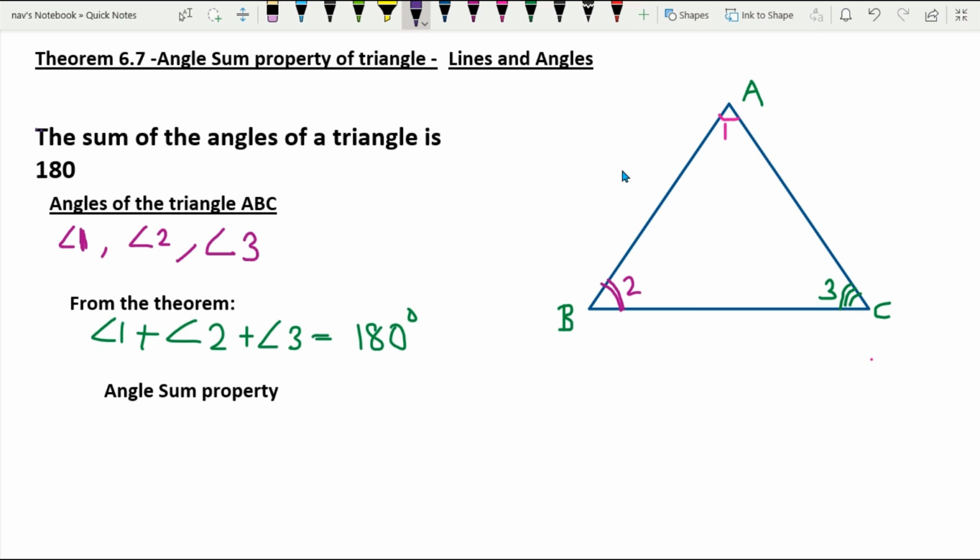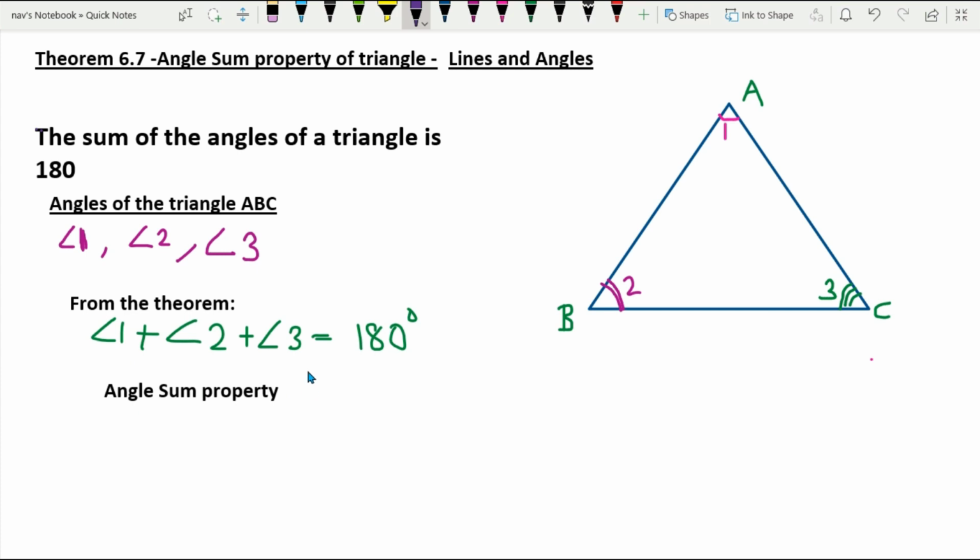The theorem states that the sum of the angles inside a triangle is 180 degrees. So from the theorem, here in this diagram, angle 1 plus angle 2 plus angle 3 will be equal to 180 degrees. We can call this, in short, the angle sum property. We will use this many times in 9th standard and even in 10th standard.